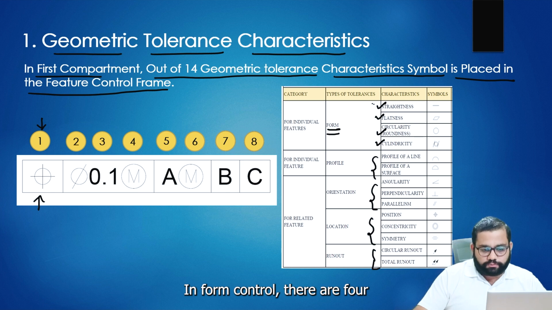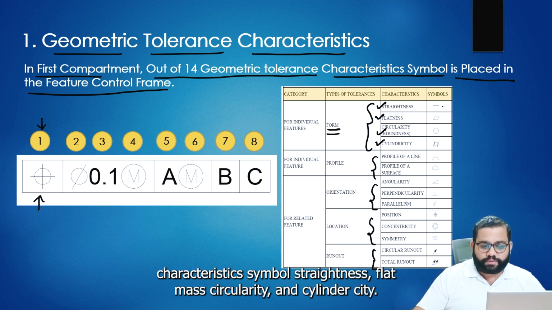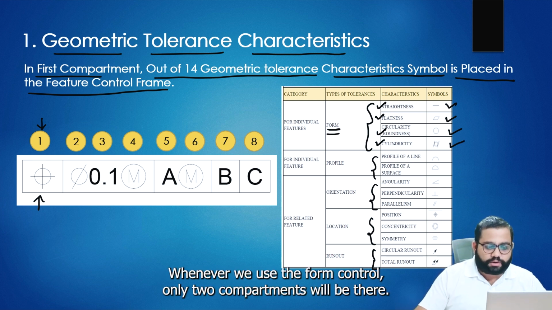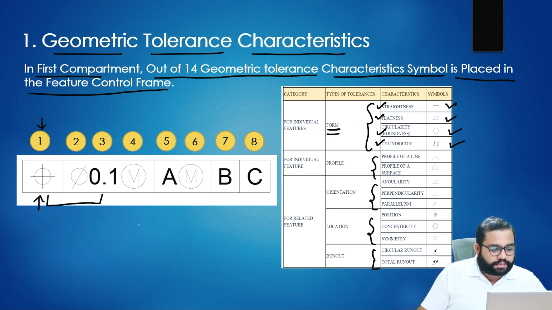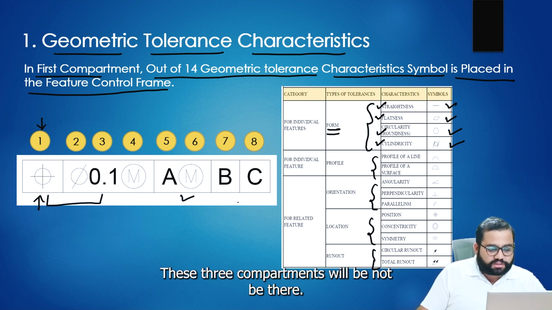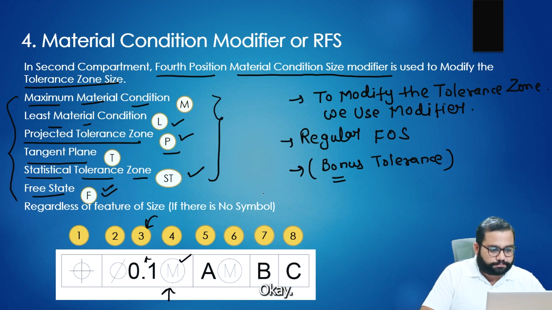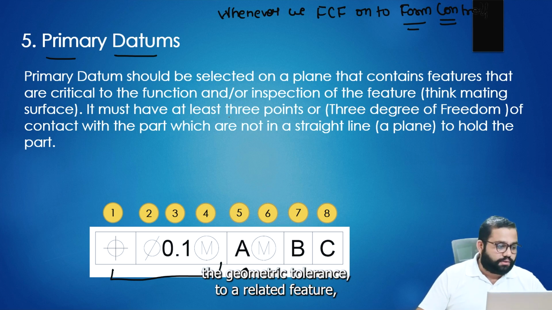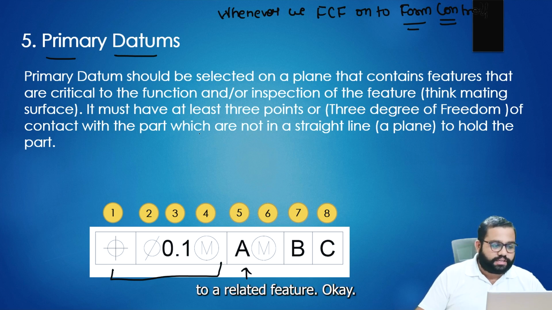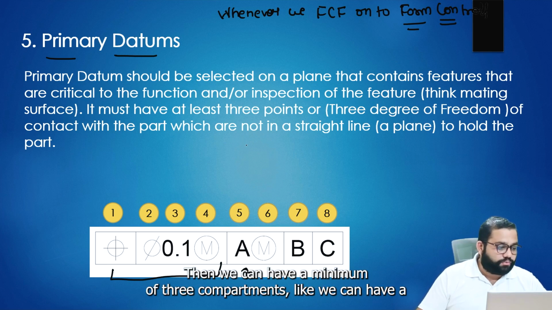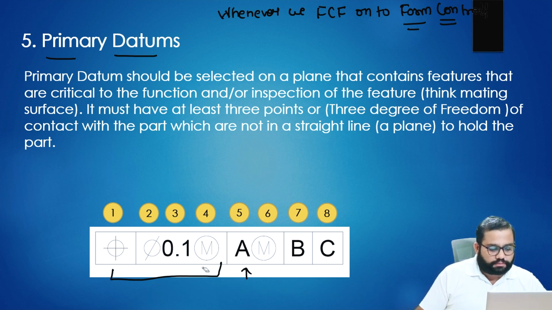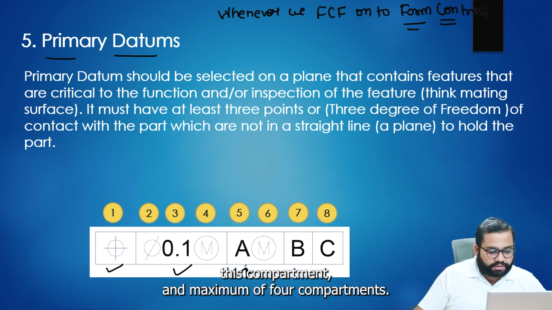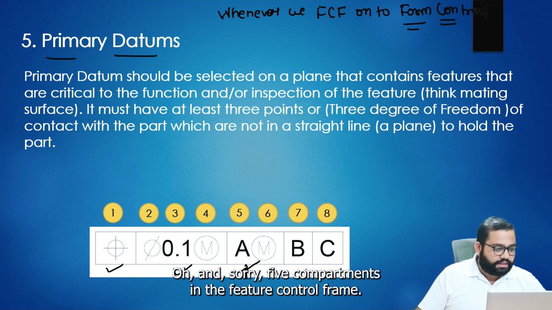In form control there are four characteristic symbols: straightness, flatness, circularity, and cylindricity. Whenever we use form control, only two compartments will be there: the first compartment and the second compartment. These other compartments will not be there. But whenever we apply the geometric tolerance to a related feature, we can have a minimum of three compartments, and a maximum of five compartments in the feature control frame.